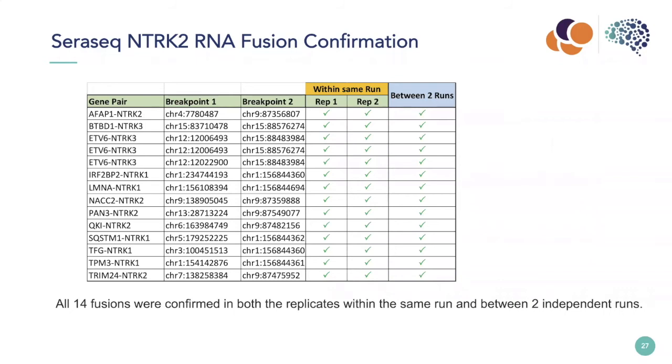So in the case of the Seraseq NTRK RNA fusion materials, here all 14 fusions were confirmed in both replicates within the same run, as well as between 2 independent batches. So essentially the detection of the specific control fusions went precisely as expected.